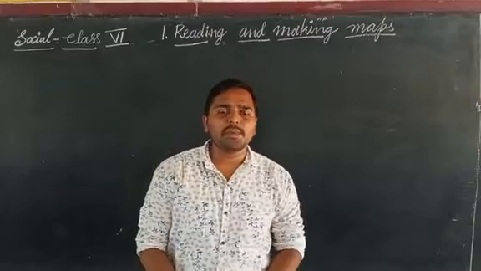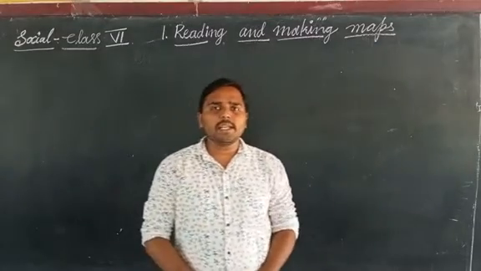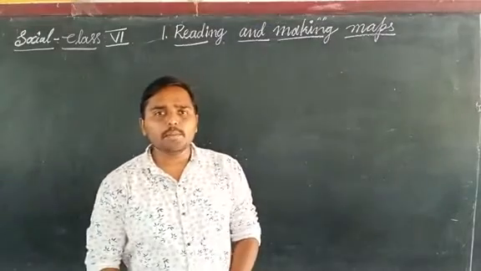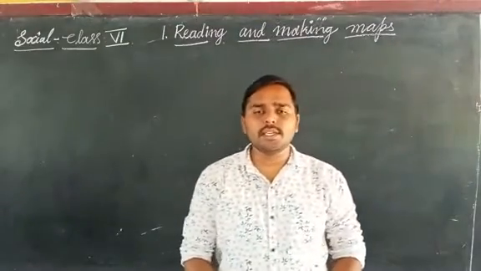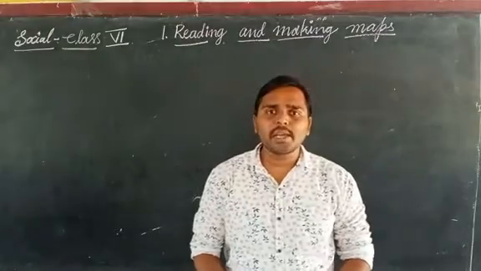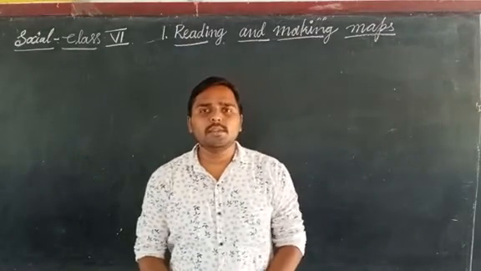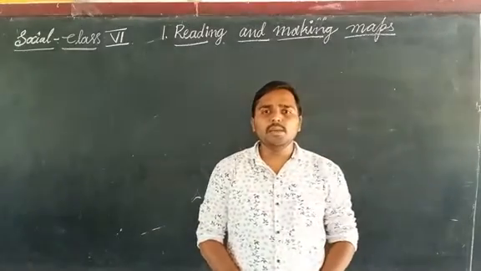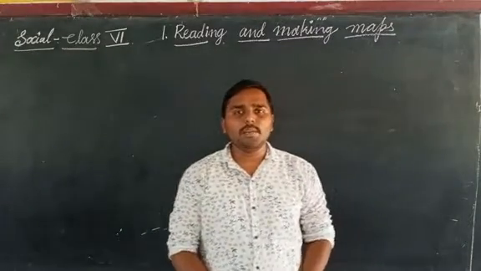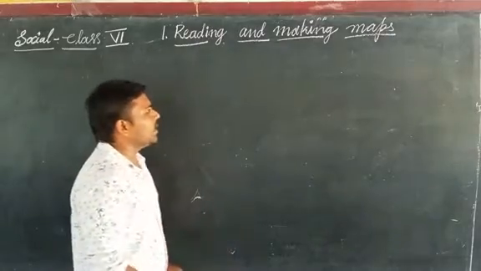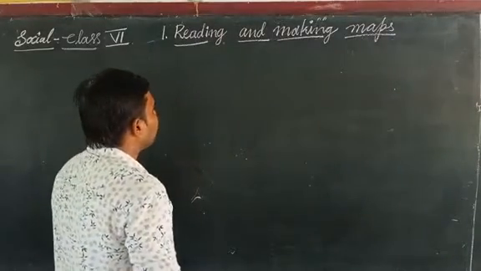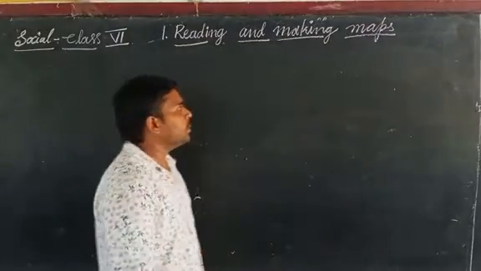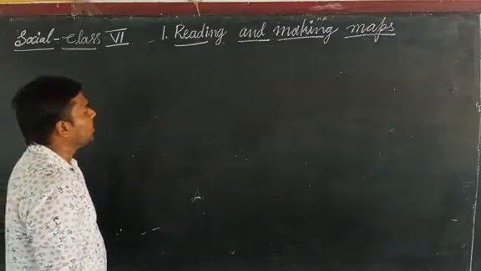What is a map? A map is a diagrammatical representation of a particular location on a plain sheet. That is called a map. In the previous class, we discussed this topic.